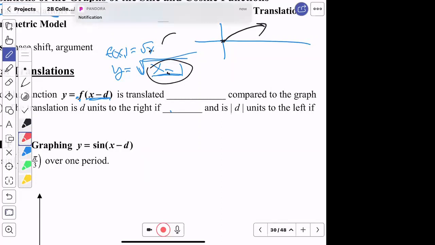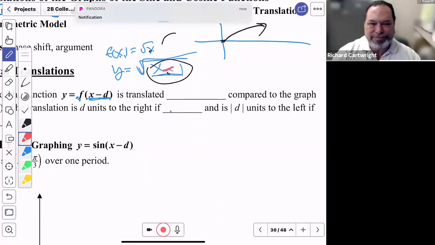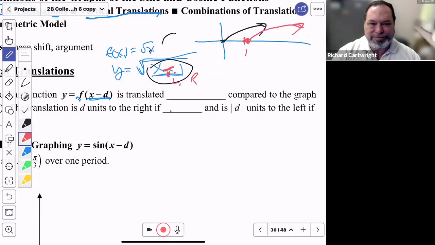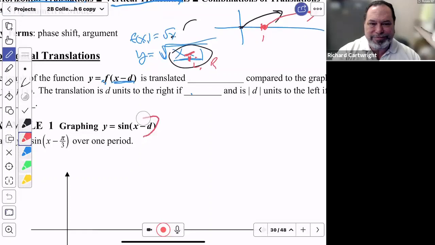Right. It does the opposite of what you think. It's either left or right, and it does the opposite, so it's going to the right. So I have to shift 1 over. The picture looks like this. Same thing for the sine curve. If you are going x minus d, if that's a minus 1, then it's going to shift to a 1. That's where the sine curve is going to start graphing, not at 0. It's going to start at 1 if I put a 1 there.